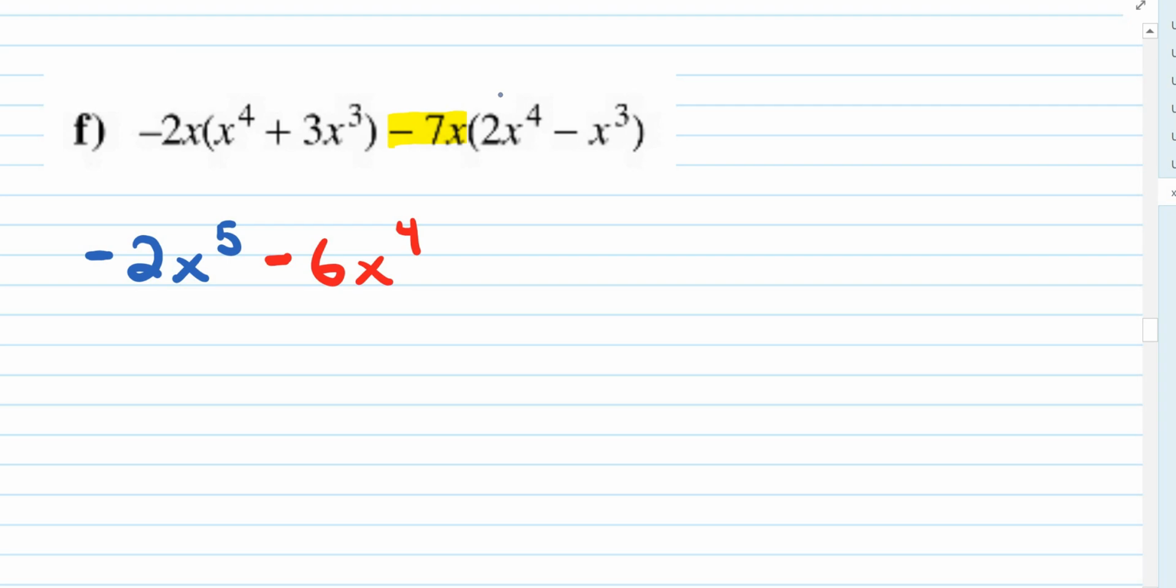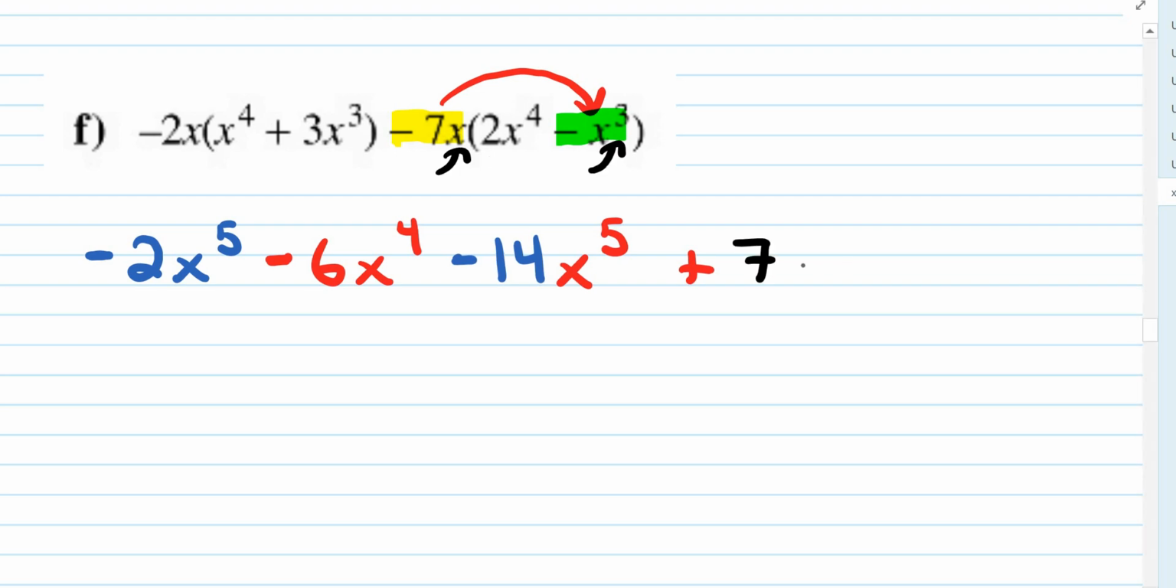And for the next bracket here, if I multiply -7x times positive 2x to the 4, well, -7 times 2 is going to be -14. And then I have an x and an x to the power of 4, so if I add the powers there, I get x to the power of 5. All right, and then now I have a -7x, and I multiply that with the -x cubed, so a negative times a negative gives you a positive. And then we have a 7, and since I have 3 x's there and 1 x there, that's going to be x to the power of 4.